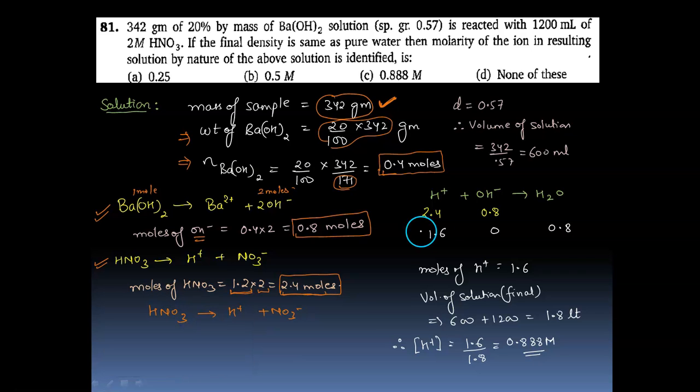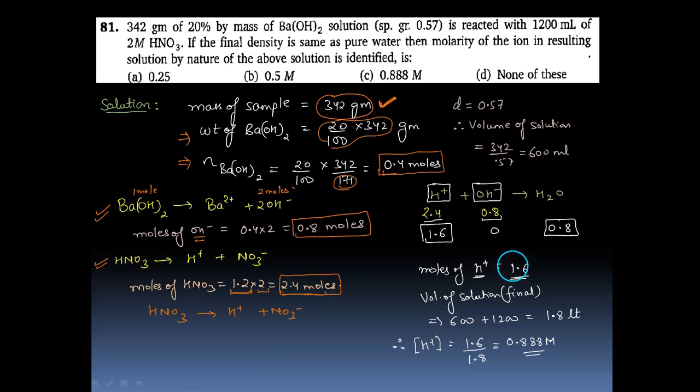So how do we solve it? H+ comes from where? HNO3. OH minus comes from where? Barium hydroxide, which reacts to give us salt plus water. How much H+ is present? It is 2.4 moles. How much hydroxyl ions are there? 0.8. So 0.8 moles of H+ and 0.8 moles of OH minus will get consumed and form 0.8 moles of H2O. So what is left behind? 2.4 minus 0.8, which means 1.6 moles of H+ is left behind.